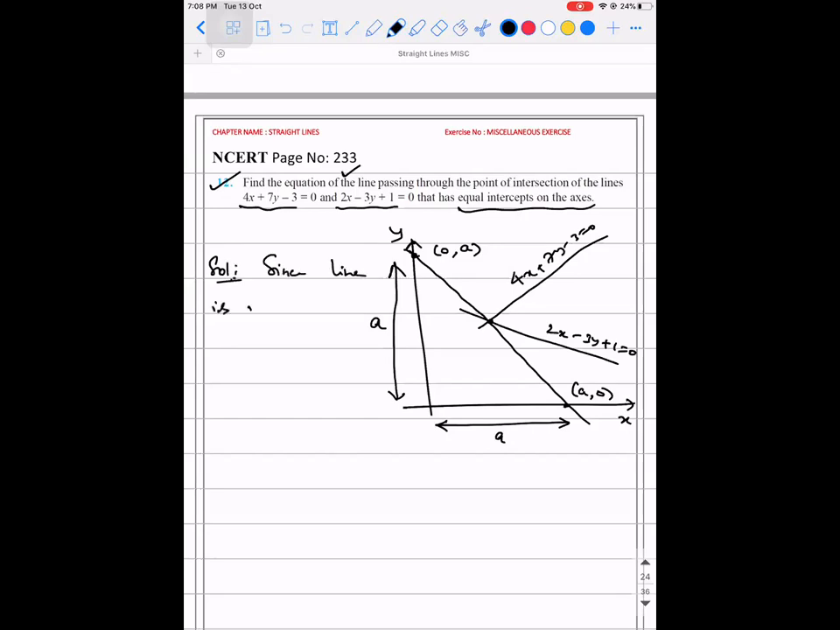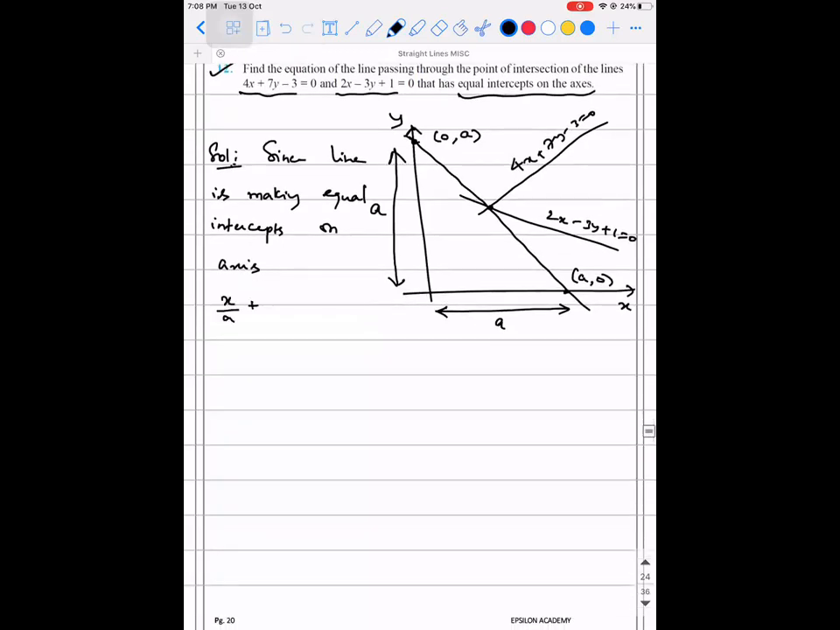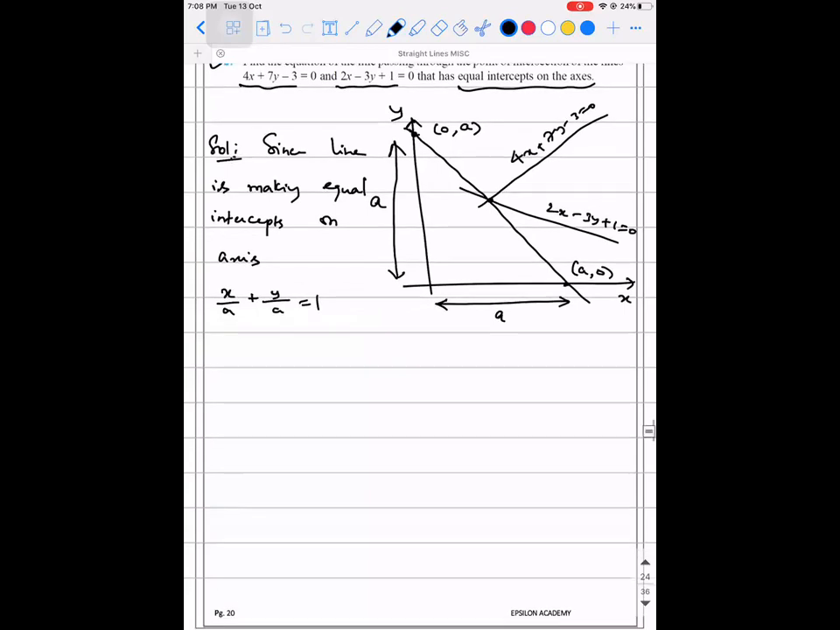Since the line is making equal intercepts on axis, we have x by a plus y by a is equal to 1. Did you understand what I wrote? I wrote the equation of line. Let this be 1. Since the line passes through the point of intersection of given lines.